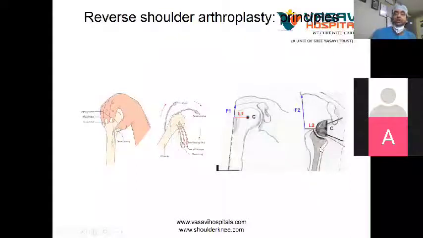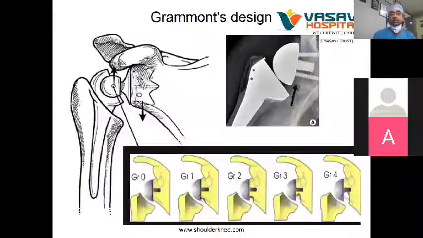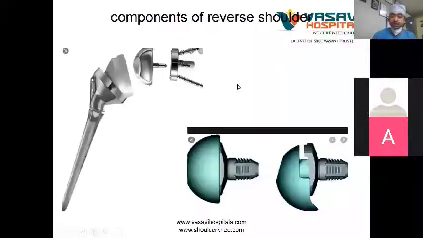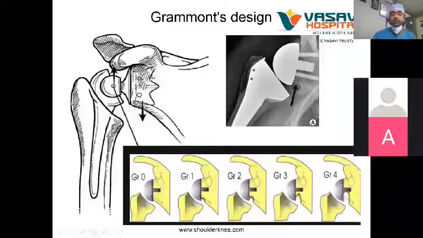This makes sure the deltoid takes over the function of the rotator cuff, and then we don't need the rotator cuff anymore. So that is the advantage of reverse shoulder. Obviously Gramont, a French scientist, designed it in the late 1980s, and this is how the design was. And obviously after 3-4 years it started to fail.